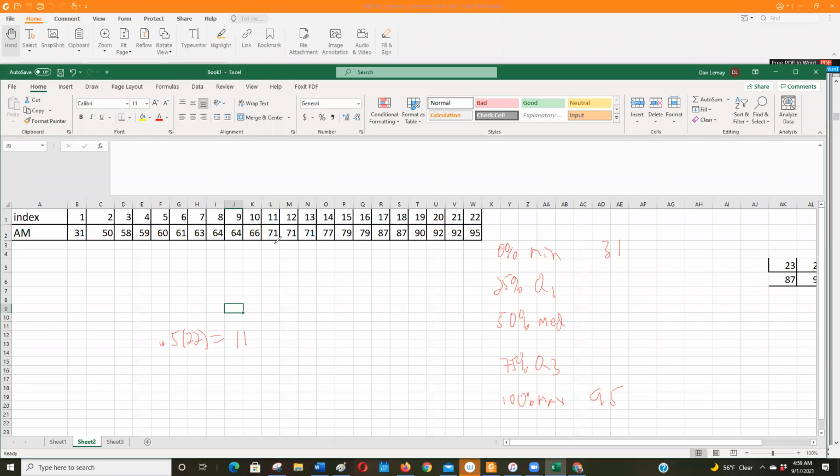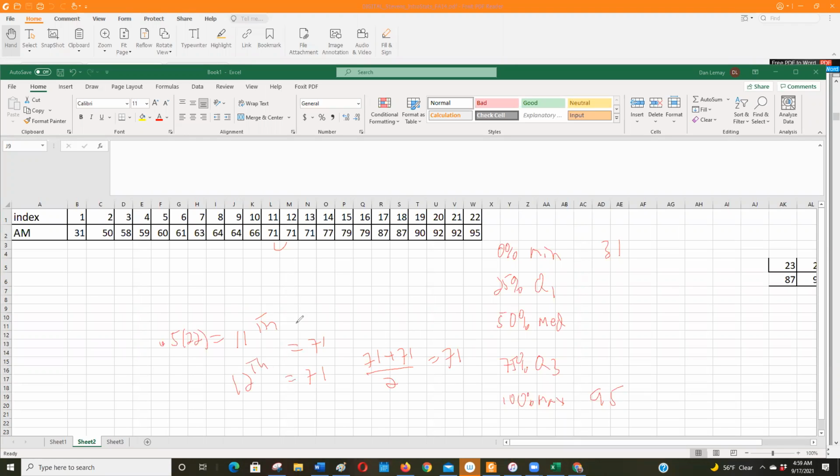Well, fortunately for this data set, the 11th number is 71. The 12th number is also 71. So if we average those, I hope you see that 71 plus 71 divided by 2 is 71. No big deal here. They aren't always the same, so sometimes you'll get a different value. So the median number doesn't have to be one of the data set numbers.